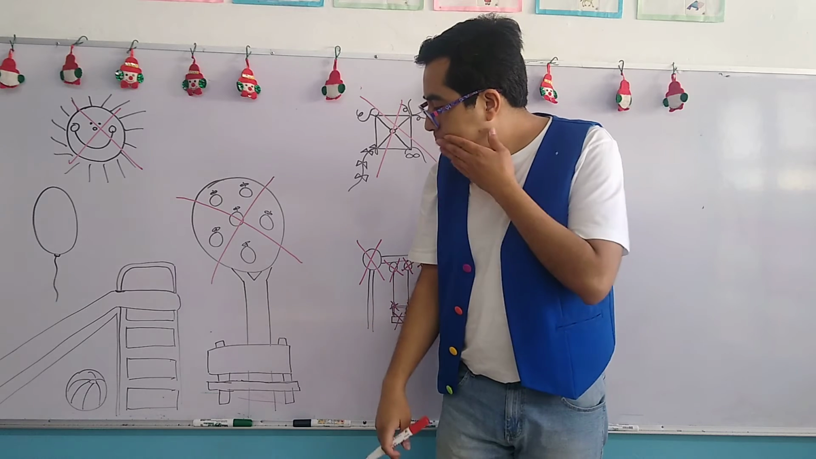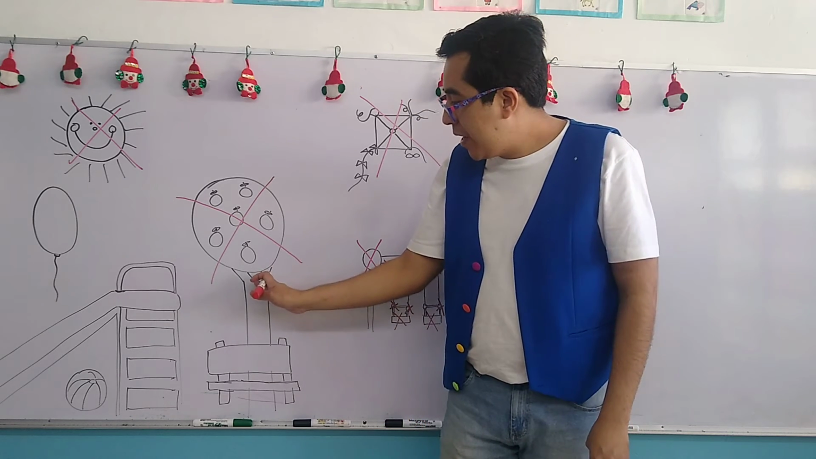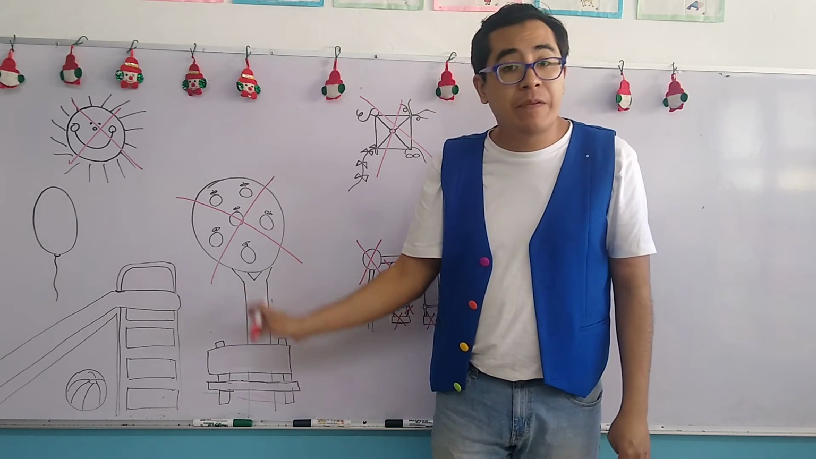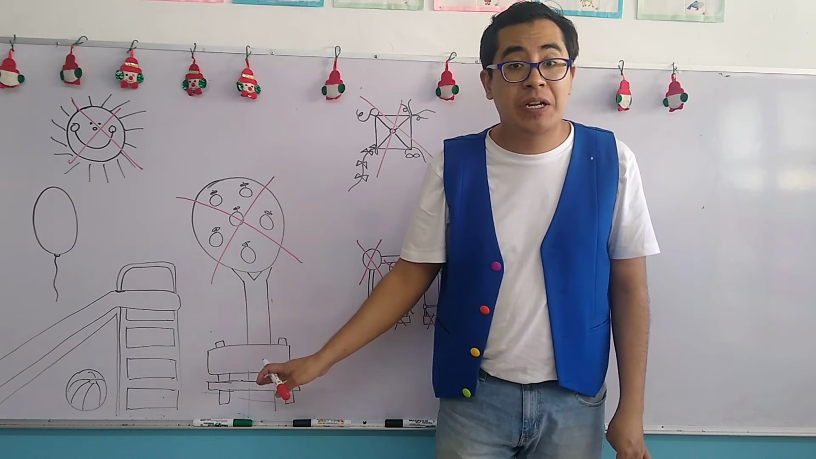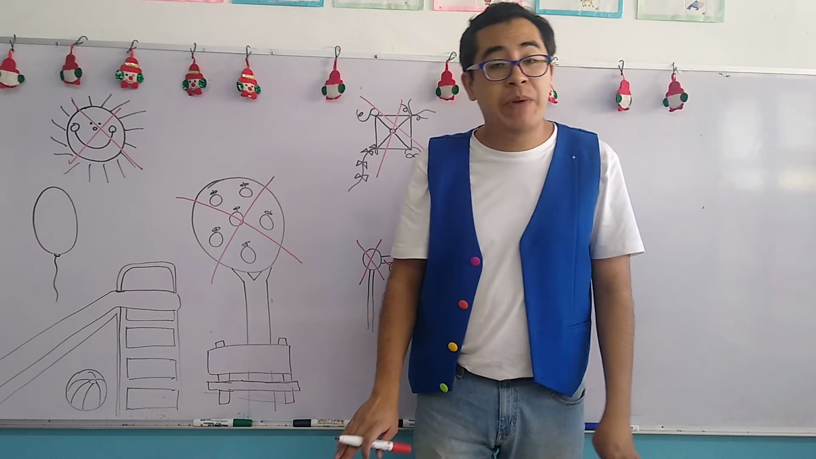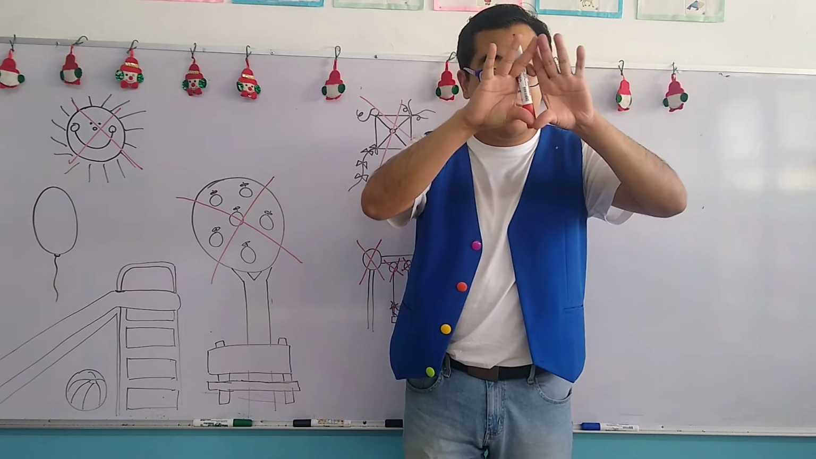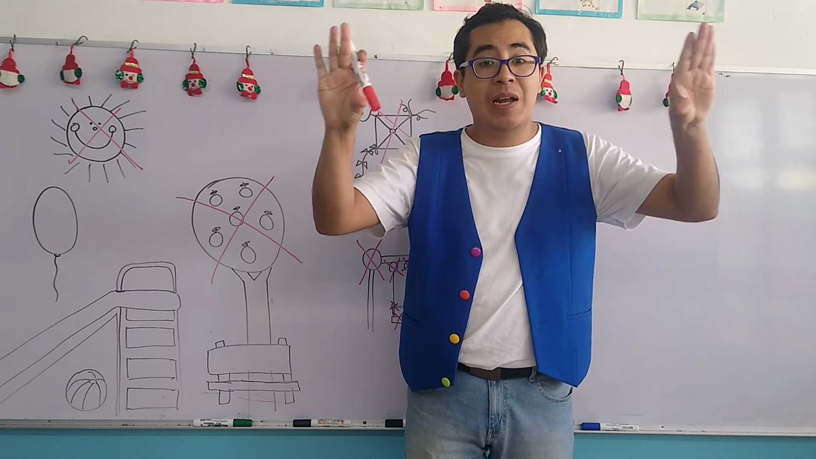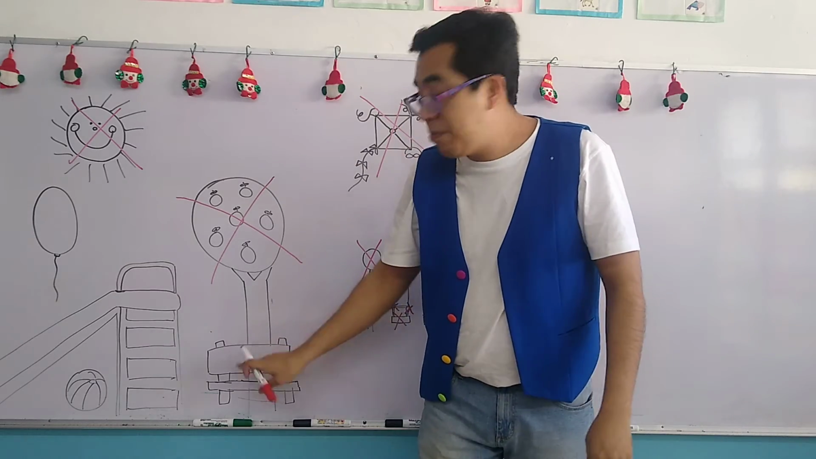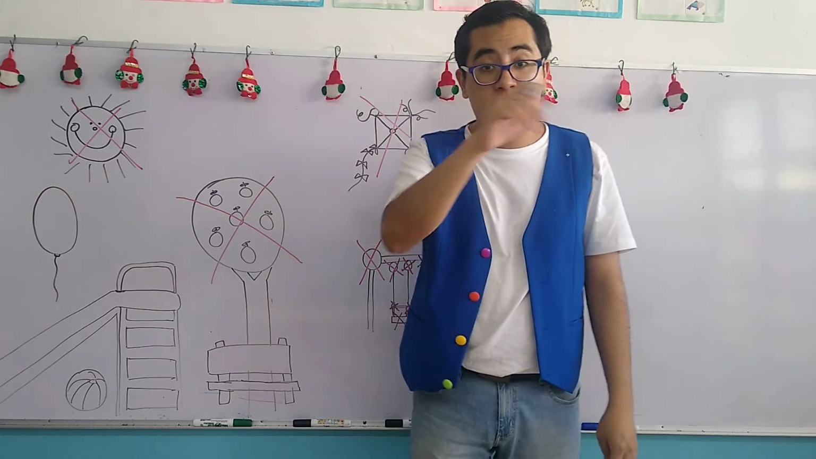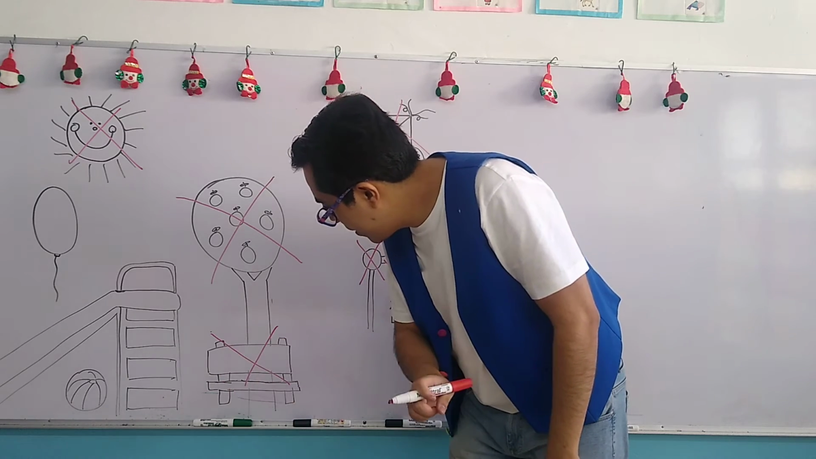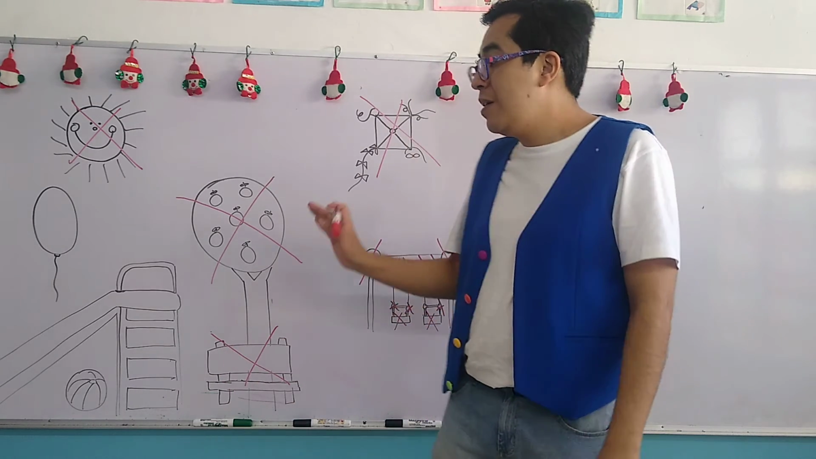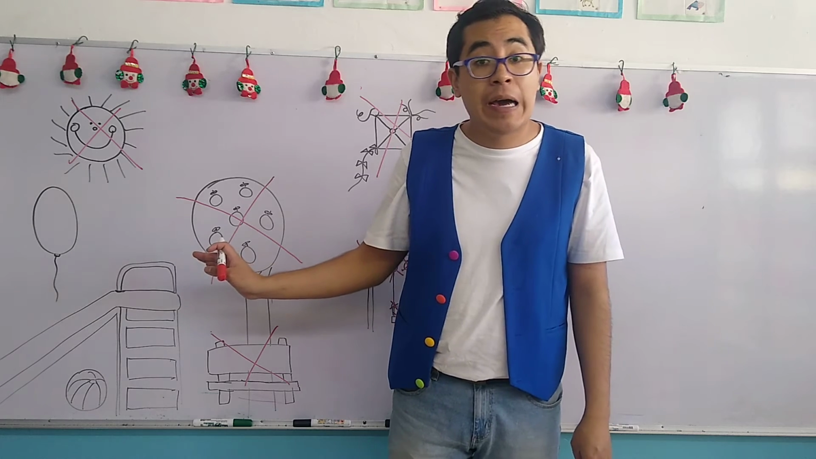Now, under, we have the log of the tree, el tronco, and under we have a bench. Tenemos una banca. Now the bench, the top part of the bench, la parte de arriba, has the shape and form of a rectangle. So we are going to mark it with an X. Very good. Okay, excellent.